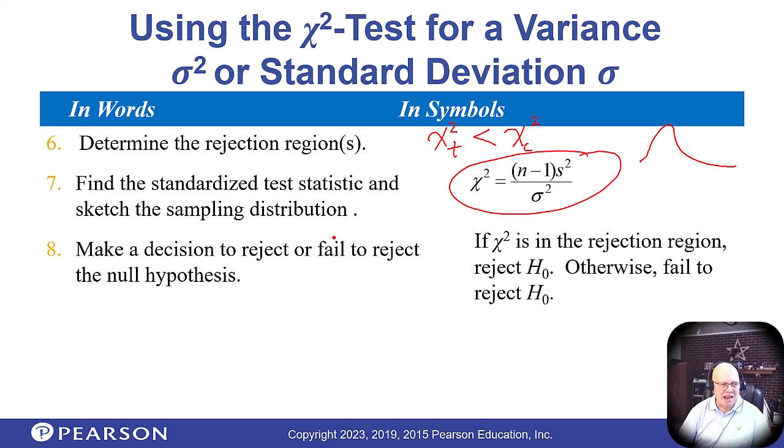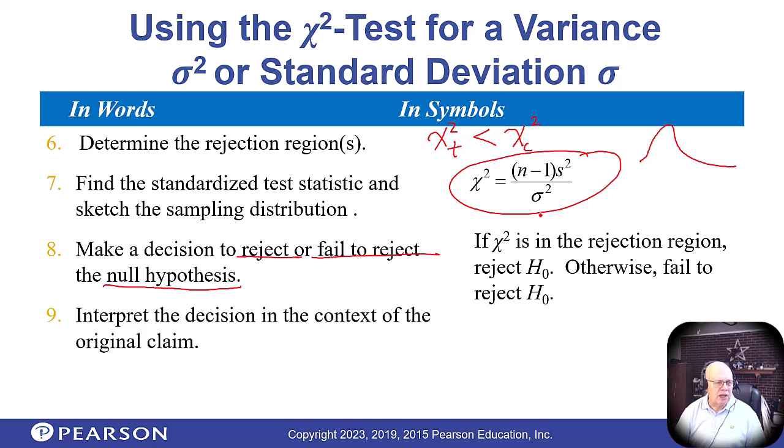Next, as usual, make a decision to reject or fail to reject the null hypothesis. Once you've got that, then you have to look at what was the original claim. Remember, when you do the null hypothesis and the alternate hypothesis, you label one, the correct one is the claim. That way you can interpret the decision talking about the original claim. It's all about the original claim. Can you support it or can you not?